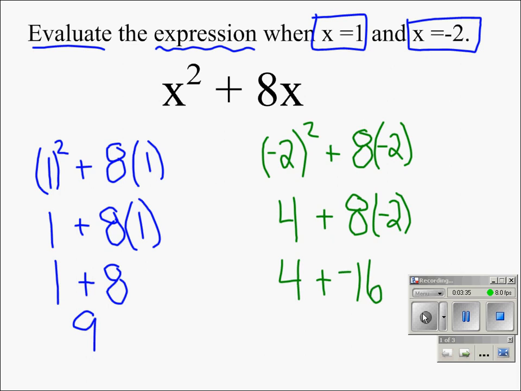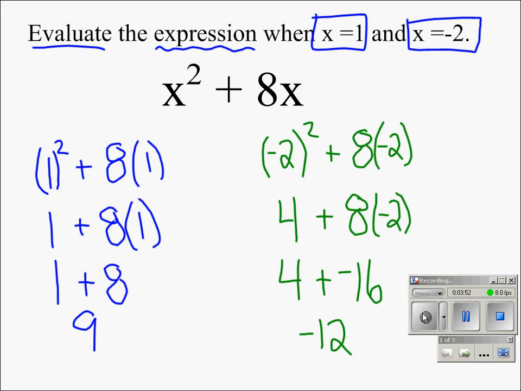Now that we're done with multiplication and division, we're going to move on to addition and subtraction. And the last thing we have left is 4 plus -16, which gives us -12. So if you evaluate the expression for x equals -2, you get a -12.